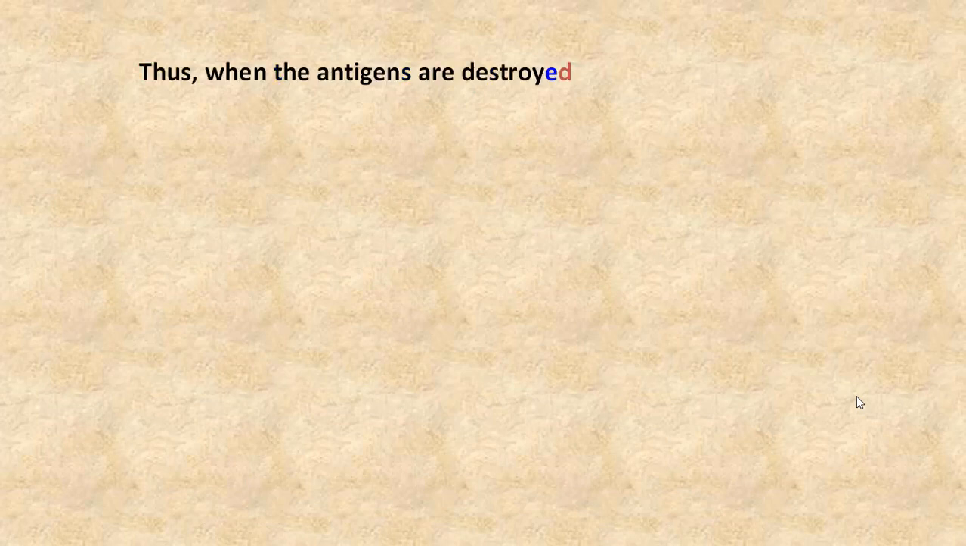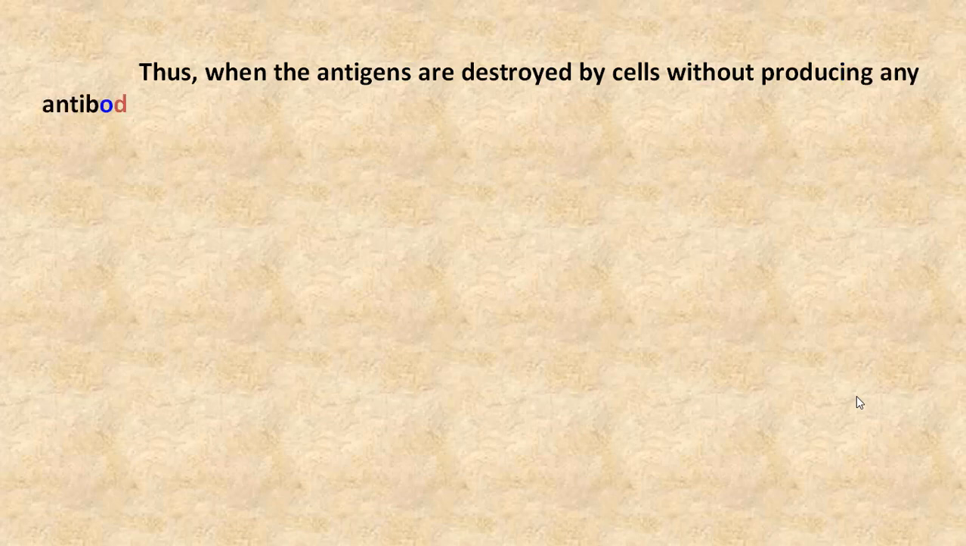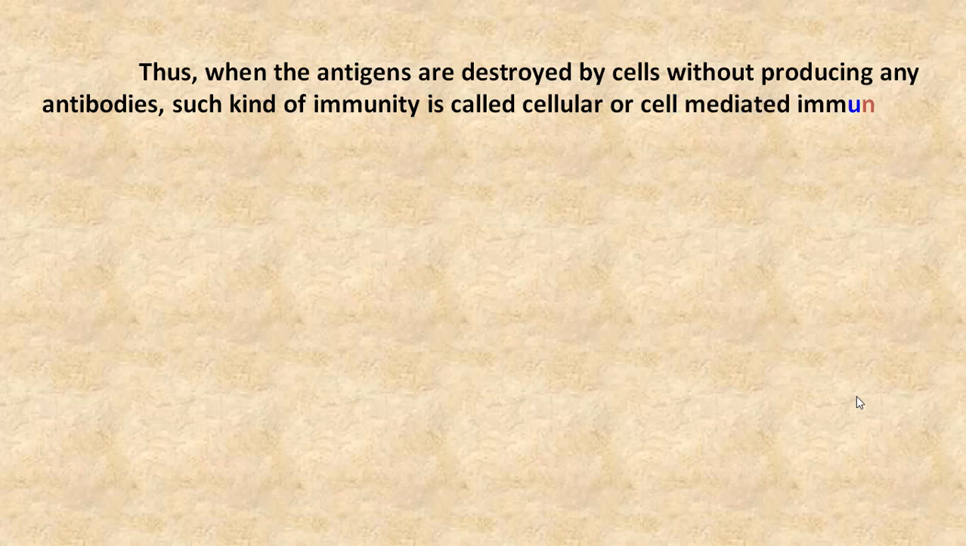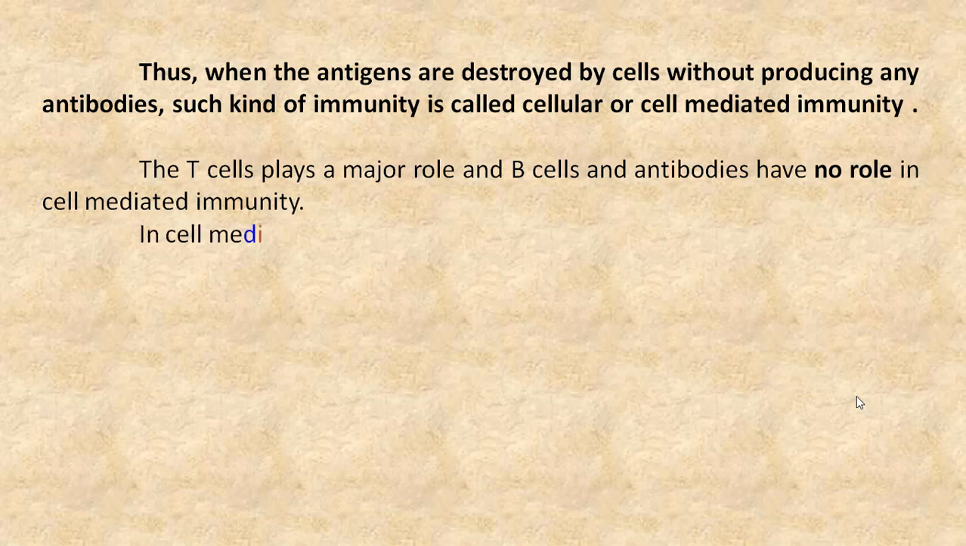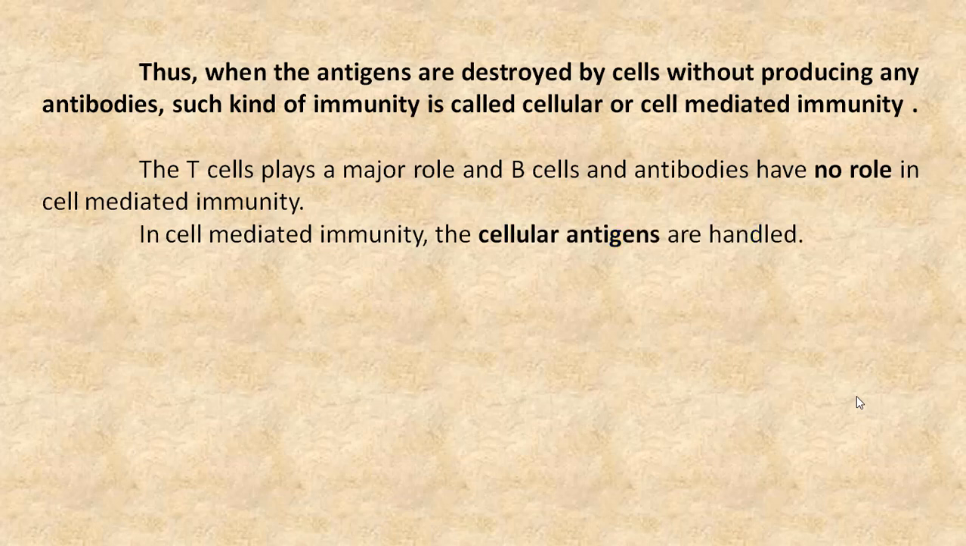Thus, when the antigens are destroyed by cells without producing any antibodies, such kind of immunity is called cellular or cell-mediated immunity. The T cells play a major role and B cells and antibodies have no role in cell-mediated immunity. In cell-mediated immunity, the cellular antigens are handled. Here, only cells and tissues are damaged.